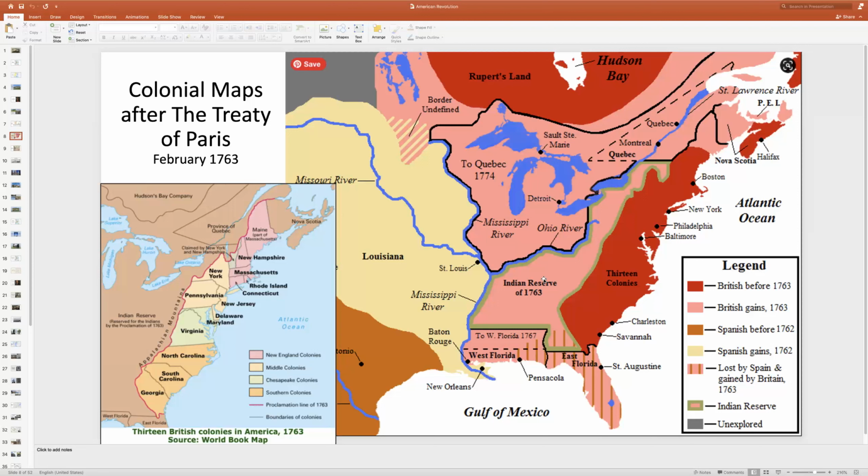The same year, the British passed the Proclamation of 1763, which bars colonial settlement west of the Appalachian Mountains, and private citizens cannot purchase land in that area. So where this green line is, they can't go west of that. They can't go into the new territory that Britain gained. You can't settle west of the Appalachian Mountains.